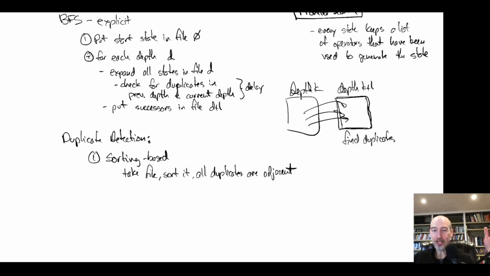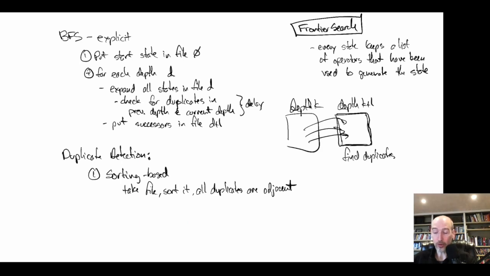So all the duplicates are adjacent, and then we can simply do one read through the file sequentially, and we can merge all the duplicates. And even at the same time, we could then expand those states and write them into depth k plus 2. So sorting based is basically you've got this file of all your successors, take all your successors from the previous layer, sort them, and then read through, find the ones that are adjacent will be the same state. And you're only sorting by the state. You're not sorting by, for instance, the operators in your frontier search, or if you're just doing a regular breadth first search, you'd just be sorting them.